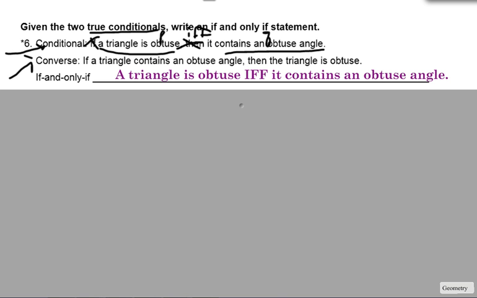But I do want to just touch real quickly on the symbols of a biconditional statement. Remember, if you have an if and only if or a biconditional, you've got this double arrow. And the reason it's a double arrow is because you can read this backwards and forwards and it's still true. A triangle containing an obtuse angle is obtuse. So that's reading it Q then P. And then P then Q is our original, a triangle is obtuse if it contains an obtuse angle. So this double arrow here just implies that our original is true and our converse is true. So it's true both forwards and backwards.